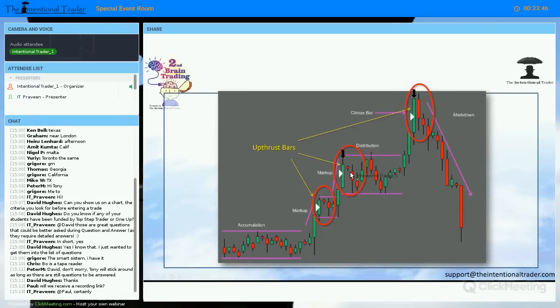Now, we don't know if it's going to be this or is it going to be this. We don't know. All we know is that inside this bar, there's information telling us that something predictable is going to happen. If you have something predictable in the markets, you have an edge. Okay?